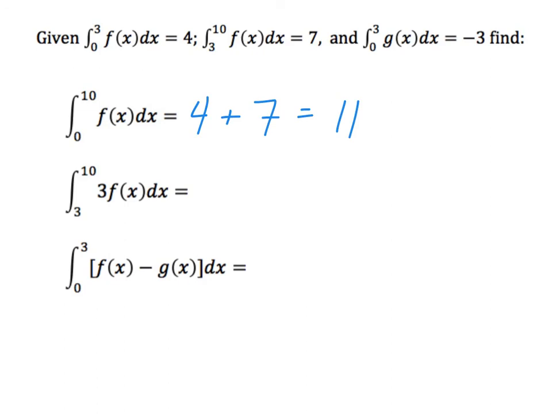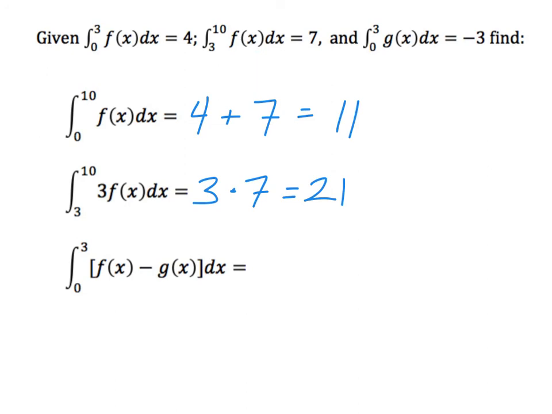All right, next one. Notice it's a number times f of x. So if I know what the integral from 3 to 10 of f of x is, and I do, I can just multiply that by the 3. So I do 3 times 7, which gives me 21.